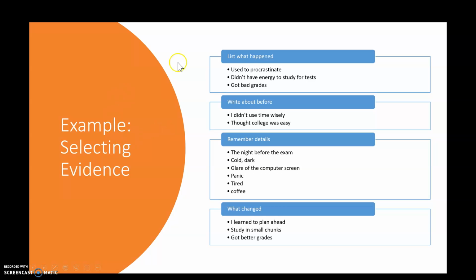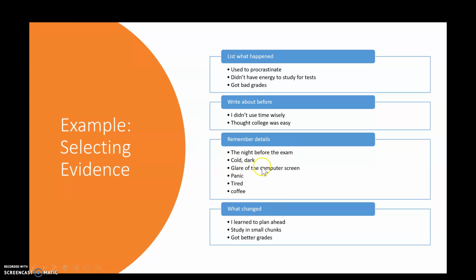So then I'm selecting my evidence. I list what happened. I used to procrastinate. I didn't have the energy to study for tests, and I got bad grades. And then I'm writing about before. I didn't use my time wisely because I thought college was easy and I didn't have to put the work in. And then I'm remembering details about the event itself.